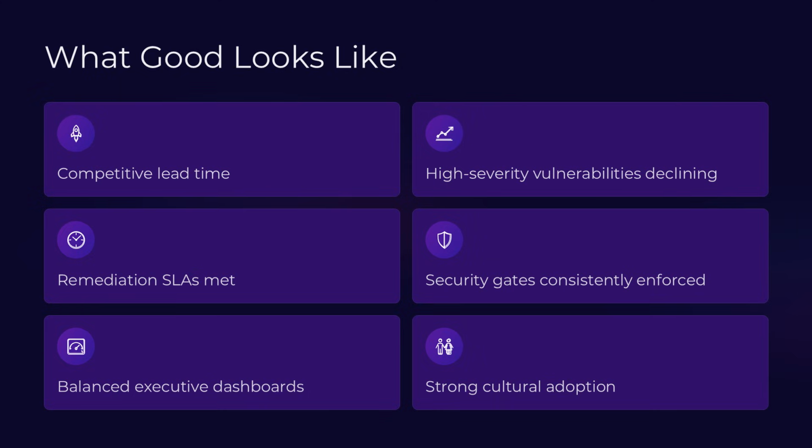What good looks like. In a mature DevSecOps environment, lead time remains competitive. High severity vulnerabilities decrease steadily. Remediation timelines meet defined SLAs. Security gates are enforced consistently. Dependency risk exposure declines over time. Risk acceptance is transparent and limited. Executive dashboards reflect balanced delivery and security metrics. Culture metrics indicate strong adoption. Success is visible and measurable.